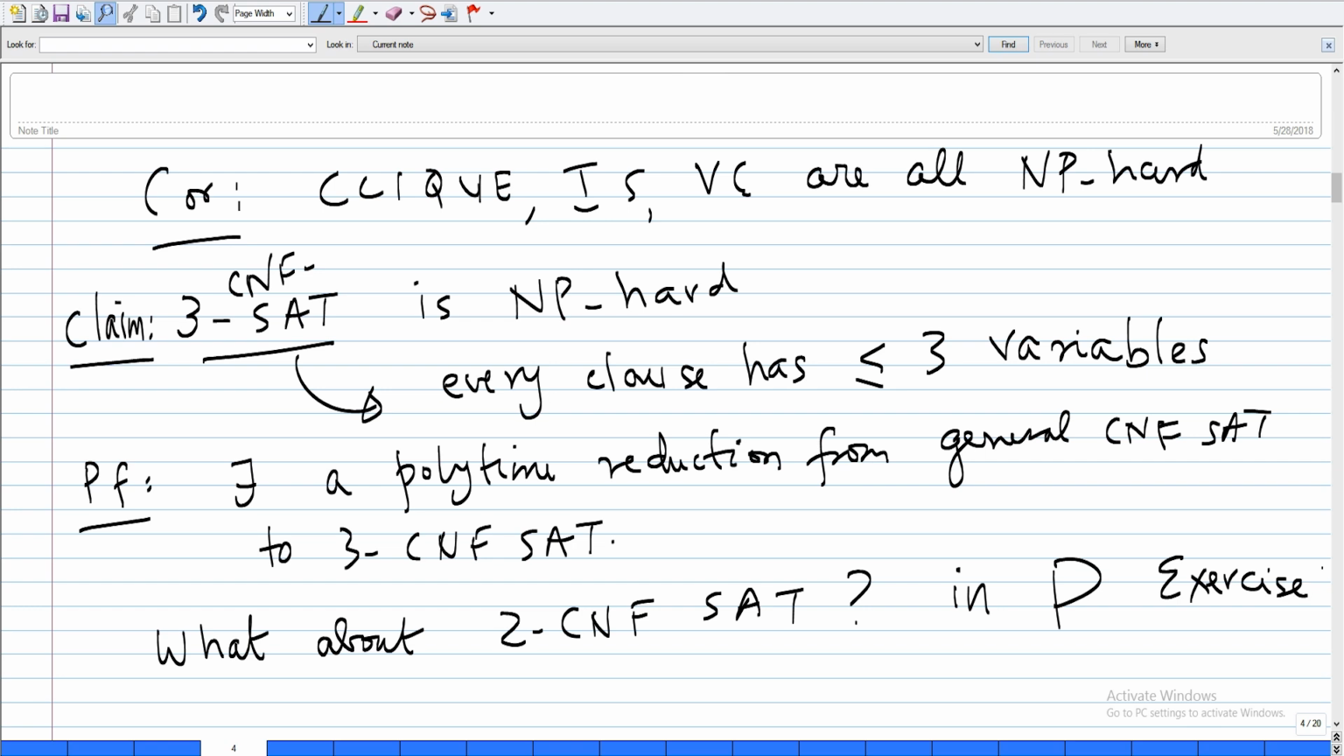Okay, so let us move on from graph. So, we have seen some concrete reductions from SAT to graph problems.